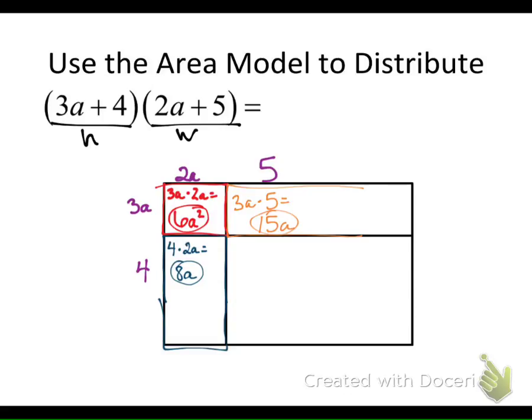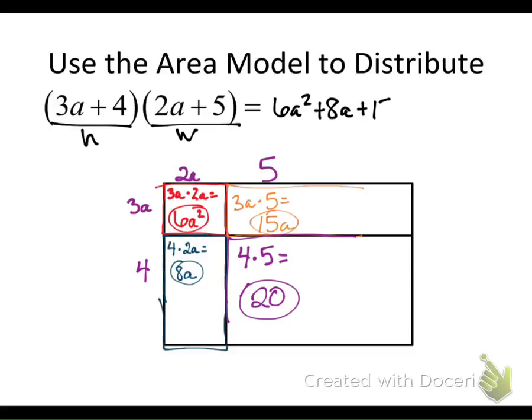And then down here, let's do a purple. I have a height of 4, a width of 5, for an area of 20. Very good. Let's go ahead and write out what we have. So we have 6a squared plus 8a plus 15a plus 20.